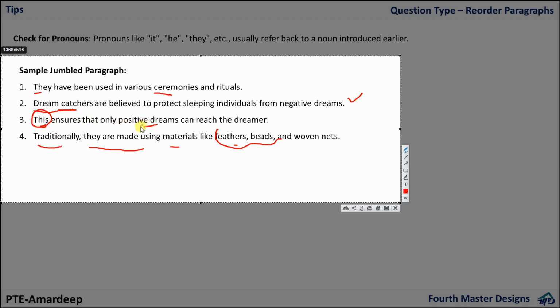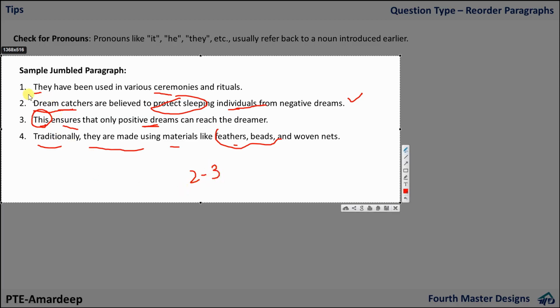This ensures that only positive dreams can reach the dreamer. Dream catchers are believed to protect sleeping individuals from negative dreams. Okay, they're talking about protecting from negative dreams. So it looks like this particular activity is being referred to as "this" here. So I'll go for the second here, and then I'll go for the third.